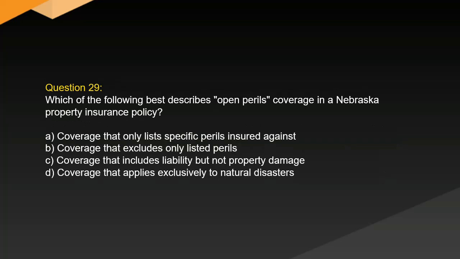Question 29. Which of the following best describes open perils coverage in a Nebraska property insurance policy? A. Coverage that only lists specific perils insured against. B. Coverage that excludes only listed perils. C. Coverage that includes liability but not property damage. D. Coverage that applies exclusively to natural disasters.